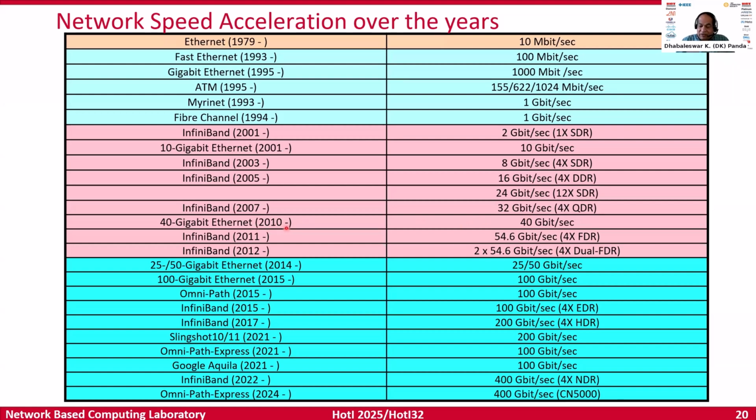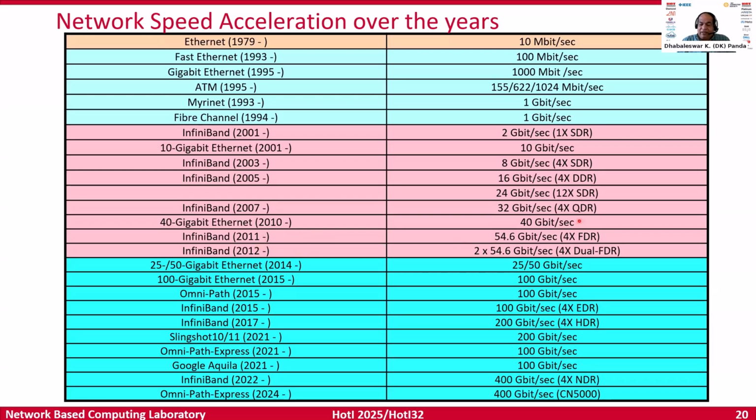And that's how the Ethernet consortium debated. Instead of jumping from 10 gig to 100 gig, they moved into an intermediate one, which is the 40 gig.